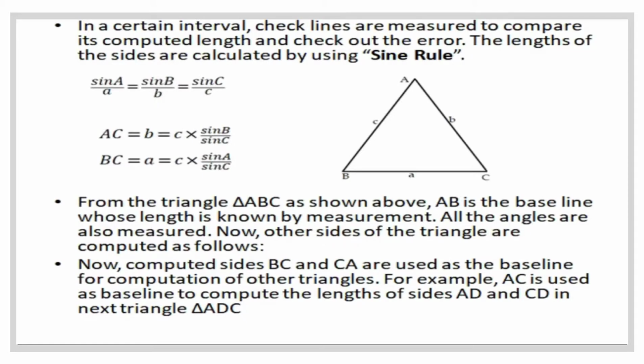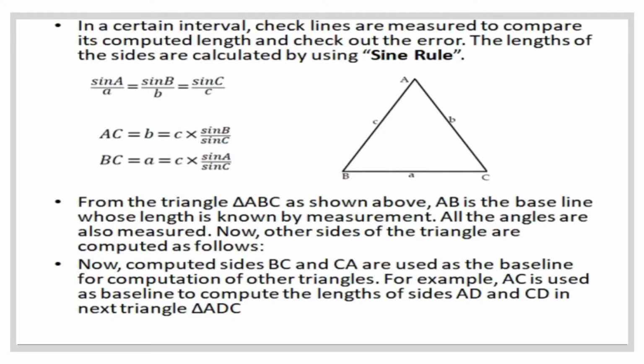The lengths of the sides are calculated by using the sine rule. Sine A upon a is equal to sine B upon b is equal to sine C upon c. In this figure, AC, which is b, is equal to c times sine B over sine C. And BC, which is a, is equal to c times sine A over sine C.